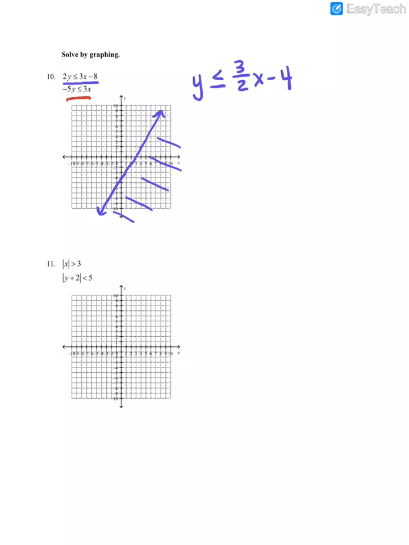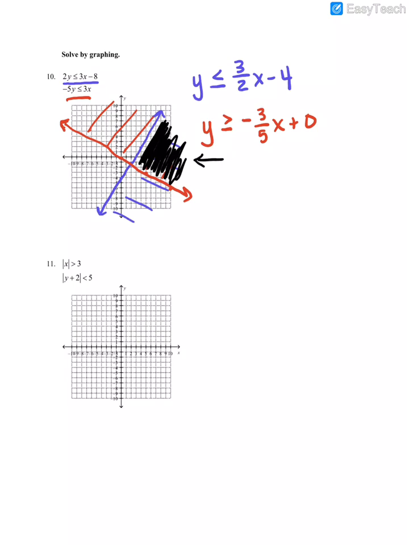And then this guy, get the y by himself, so I need to divide by a negative 5, and when I divide by a negative 5, that flips my inequality symbol. So I get a negative 3/5 x. If you want to think about that as plus 0, that's my intercept. So my intercept is 0, and I'm going to go down 3, and then right 5. This guy's also a solid line, because he has the equal to with it. And I want greater than, so I want to shade above. So my overlapping area is over here. So that's my solution.